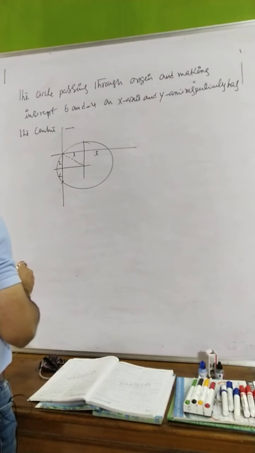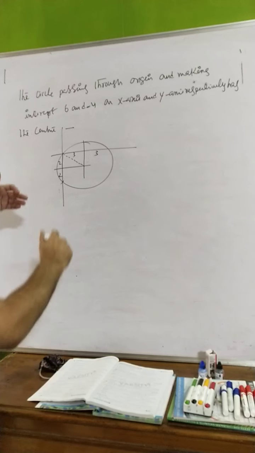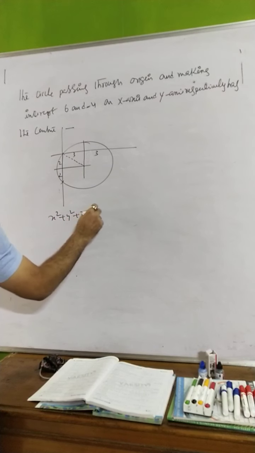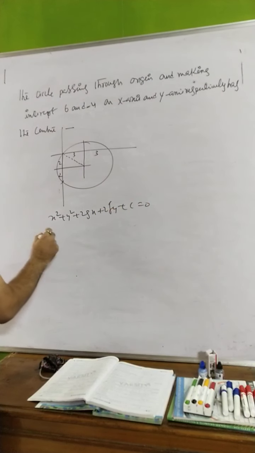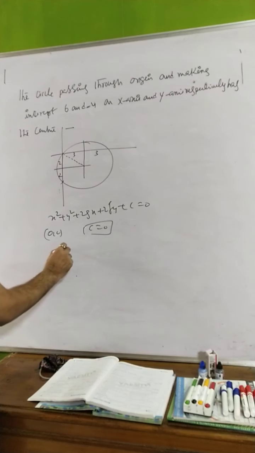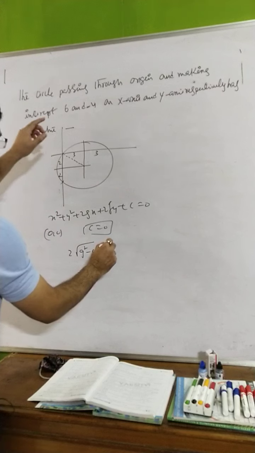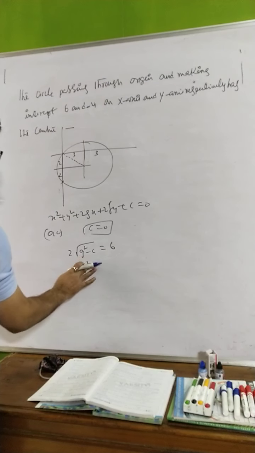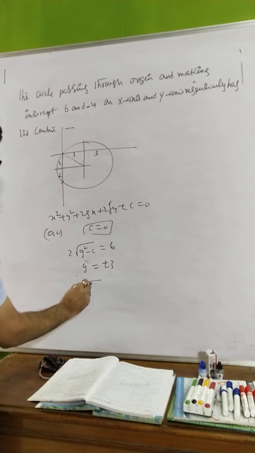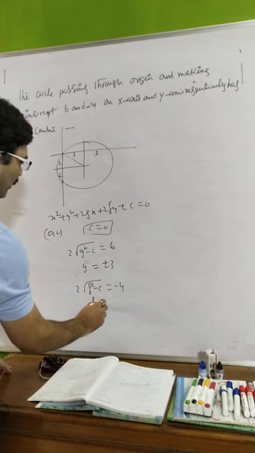Right. Center, how to find? The question is how to find the center. But he has given that it passes through the origin. According to the rule, x square plus y square plus 2gx plus 2fy plus c equal to 0, if you substitute 0, 0 here, c is equal to 0 you will get. And he has given the x-intercept. What is the x-intercept? 2 root of g square minus c is equal to 6 he has given. So g is equal to plus or minus 3, after avoiding c is equal to 0. And 2 root of f square minus c, he has given minus 4, nothing to worry here. That means f is minus 4 you take down.